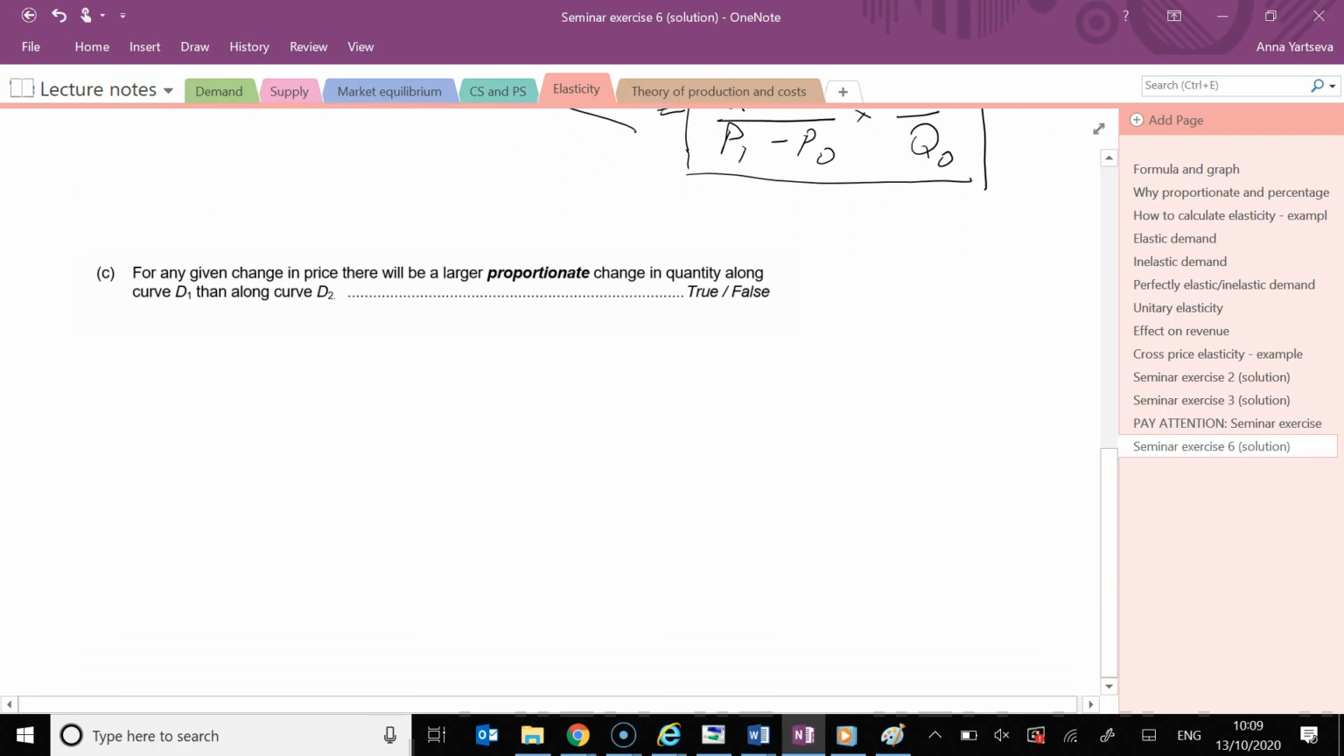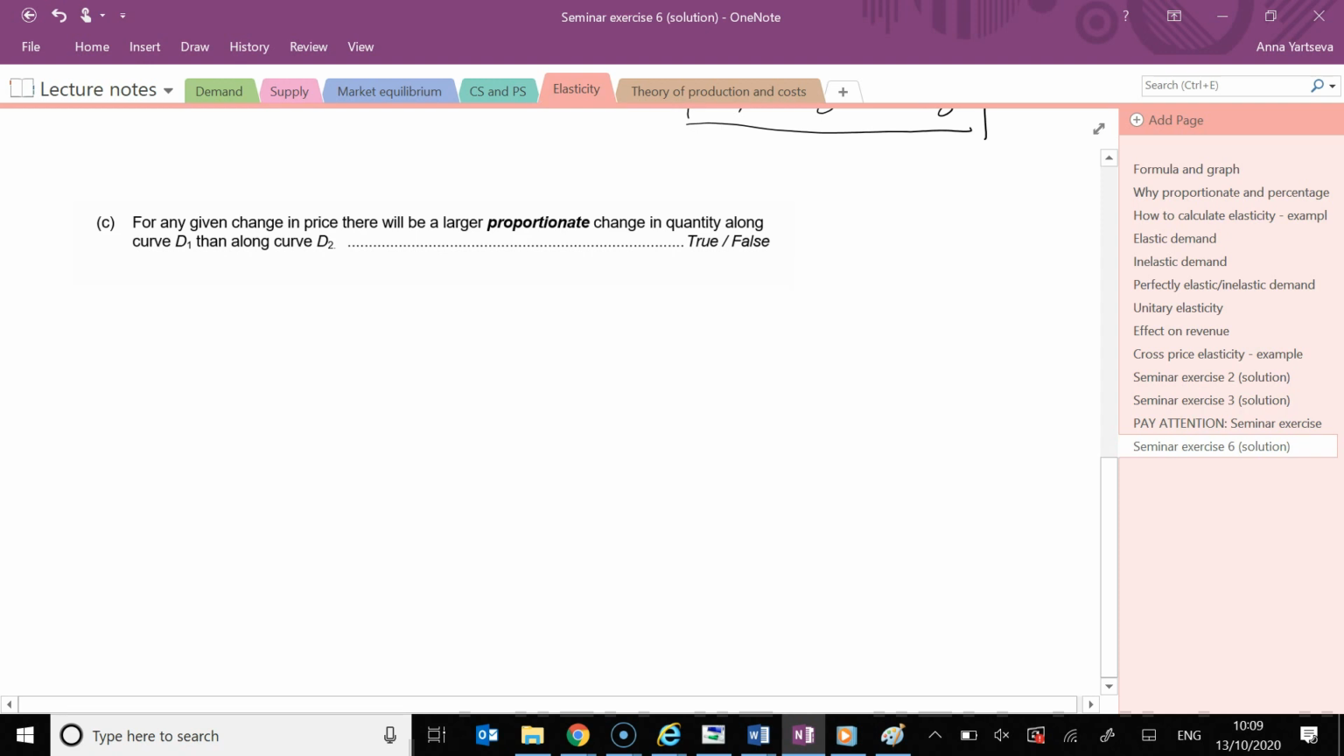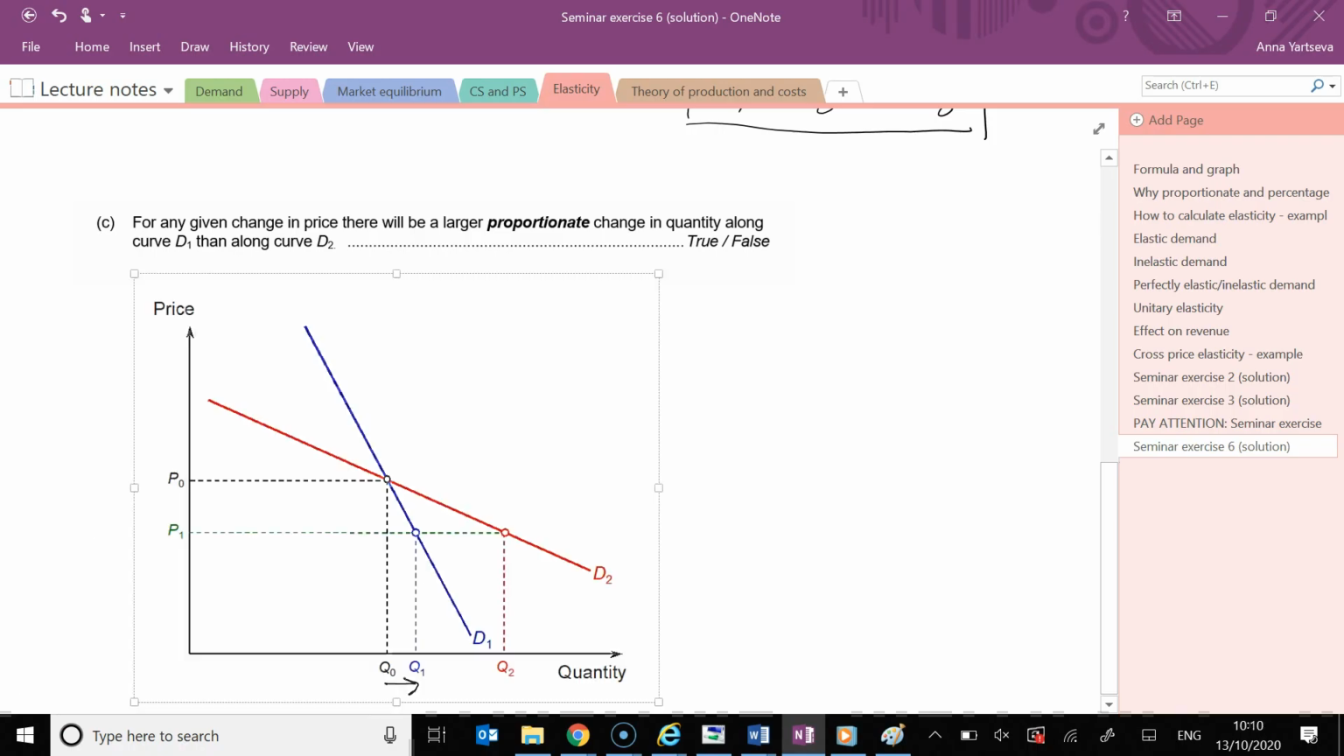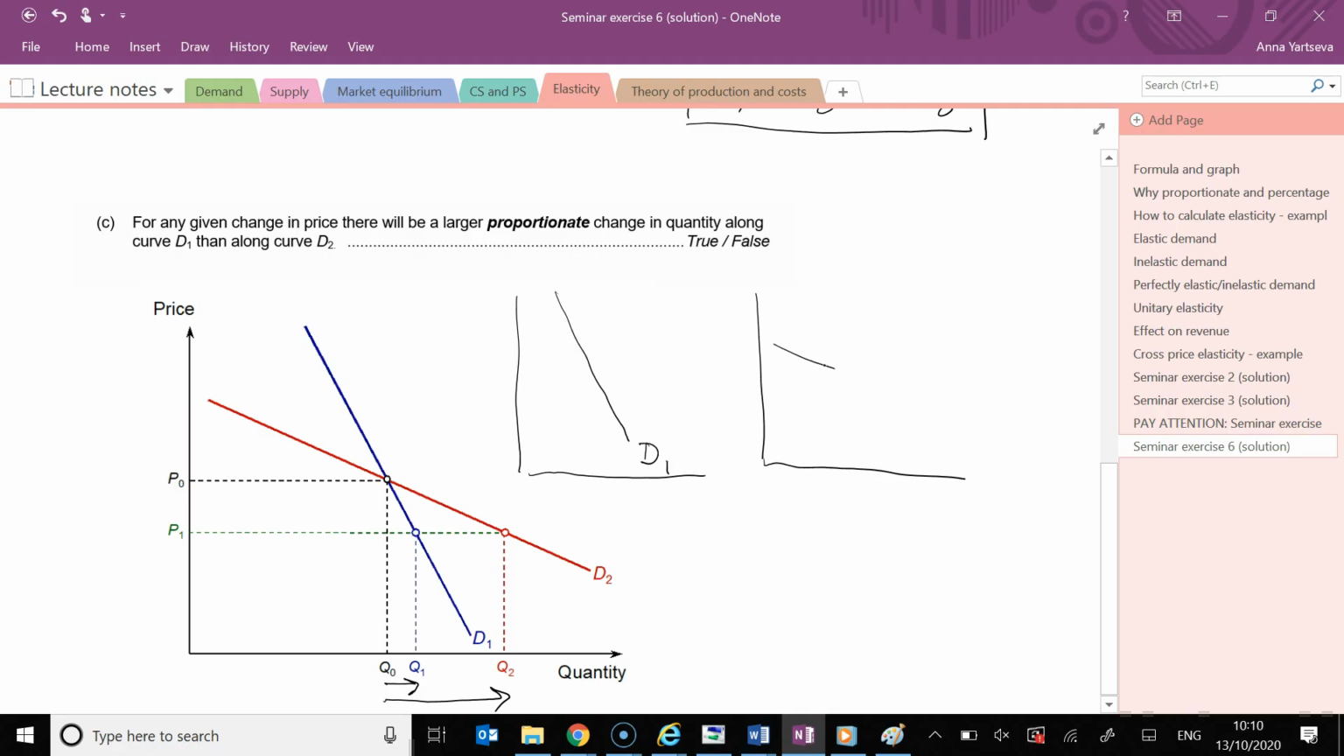And the last part of this exercise, again, another statement. For any given change in price, there will be a larger proportionate change in quantity along curve D1 than along curve D2. This wouldn't be correct. Because along the steeper line, let me draw it this way, separating into two graphs, D1 and D2, flatter line and steeper line.